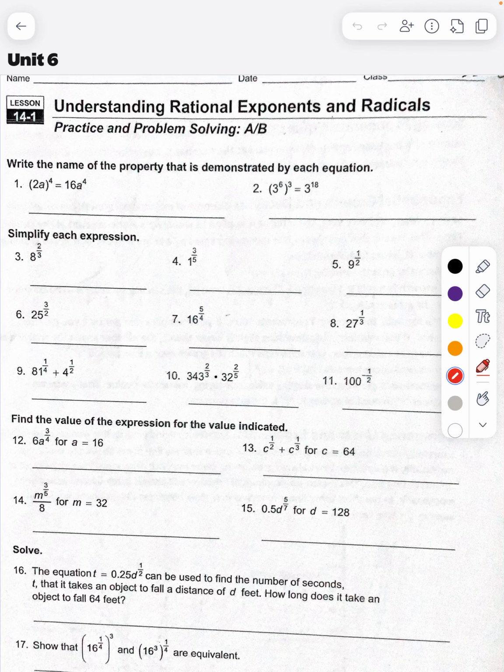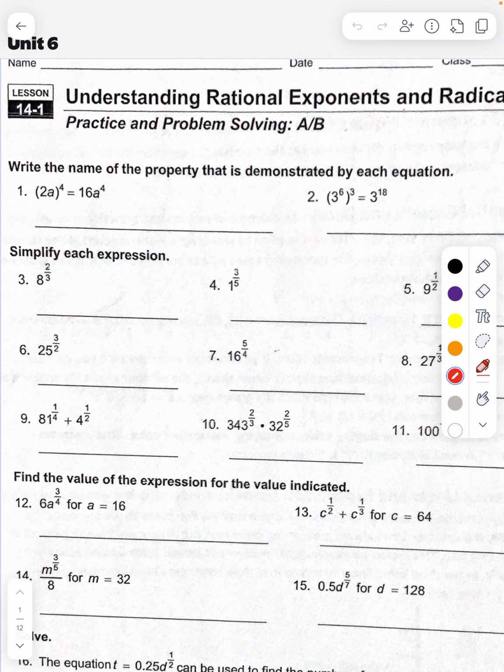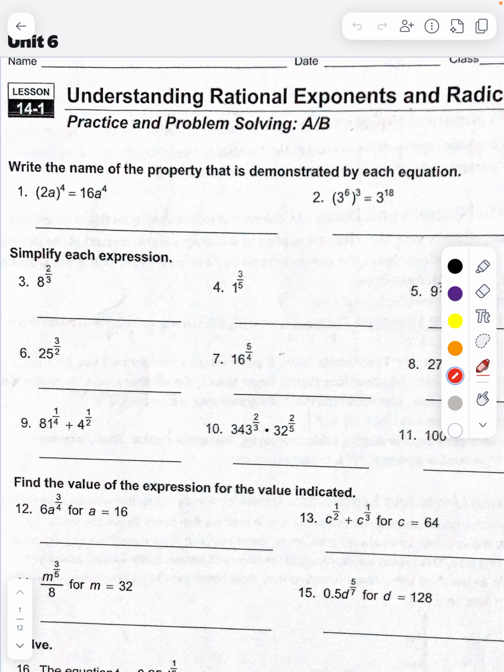Okay, this is Algebra 1, Unit 6. Understanding rational exponents and radicals for lesson 14.1. So the first question, write the name of the property that is demonstrated by each equation.